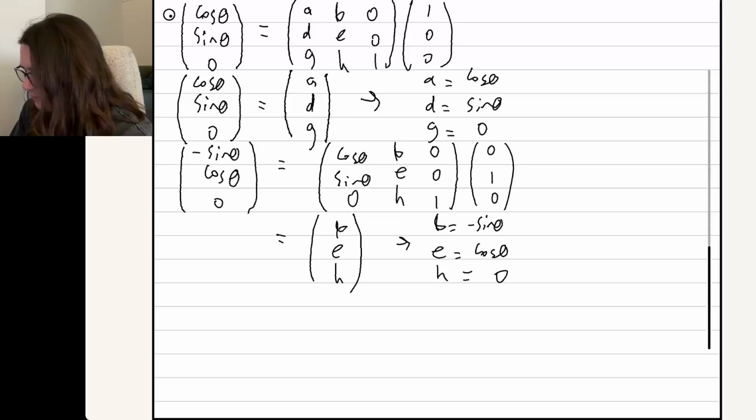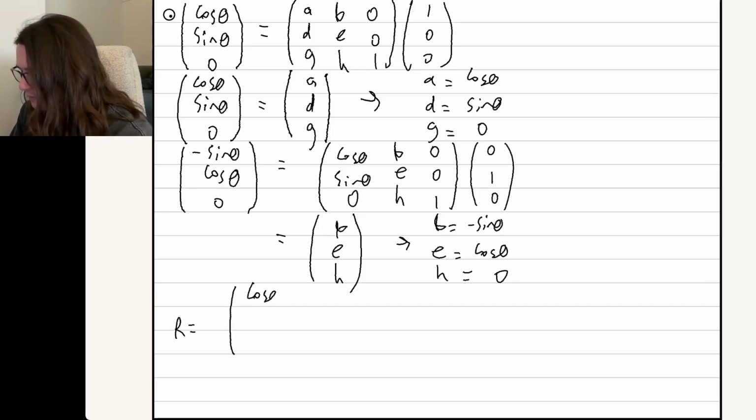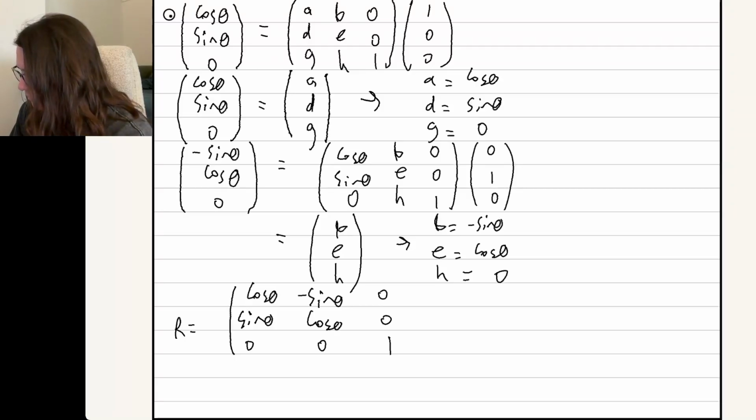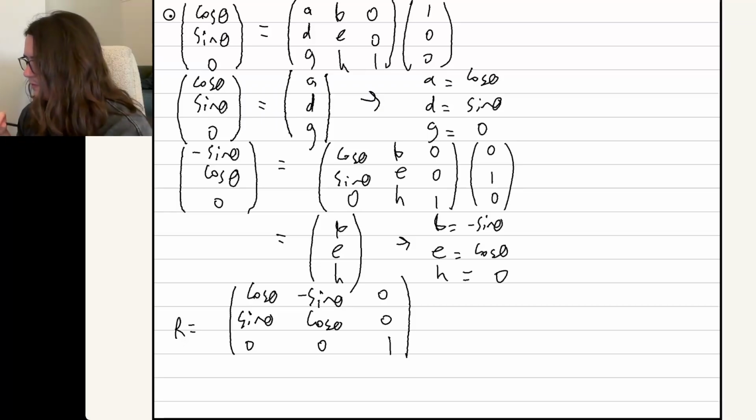Which means we can write out the rotation matrix like cosine theta, minus sine theta, 0, sine theta, cosine theta, 0, 0, 0, 1, for rotations around the z hat direction.